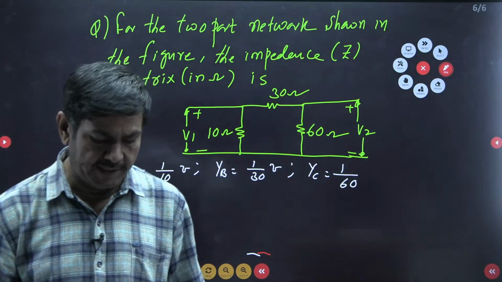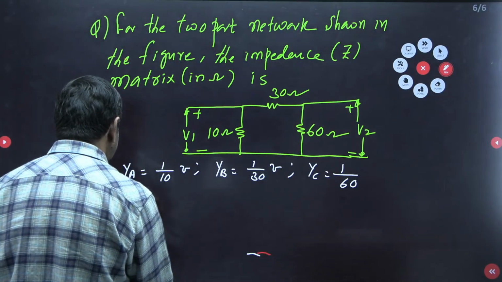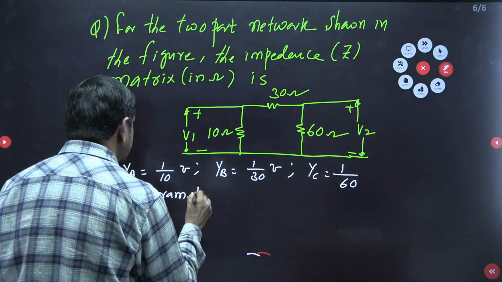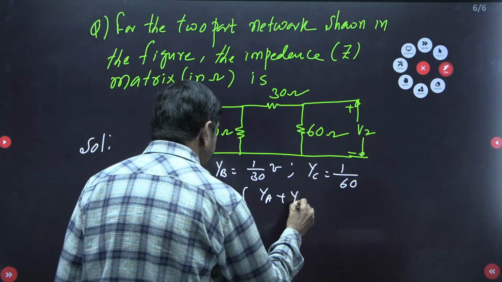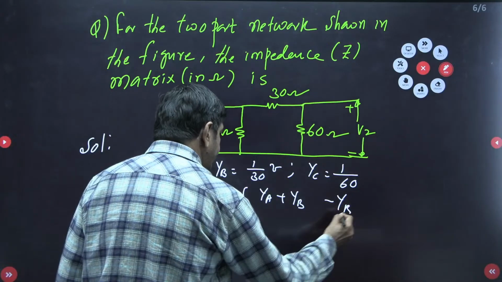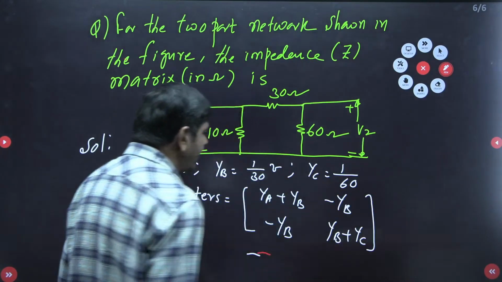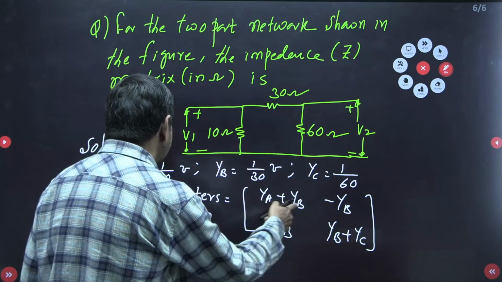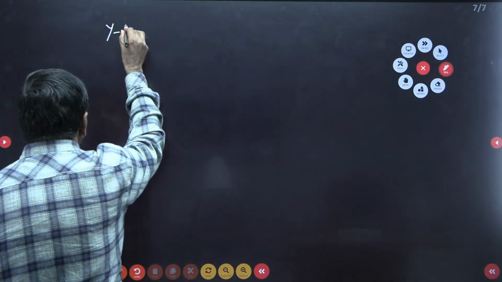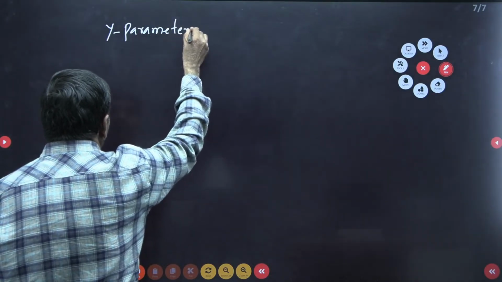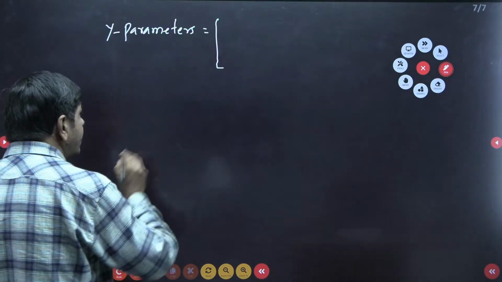Once we know YA, YB, YC, you know the formula for the Y parameters. I gave the formula already: YA plus YB, and also minus YB this side, minus YB comes this side, and YB plus YC comes here. You can use 1 by 10 plus 1 by 30 here. How can you get these values? YA is 1 by 10 plus 1 by 30.